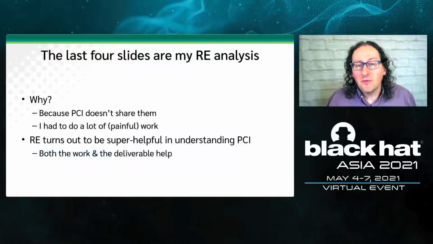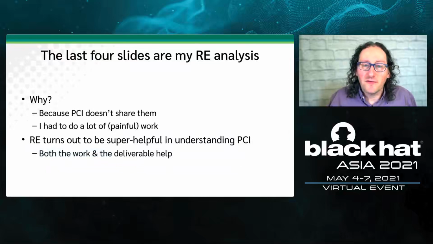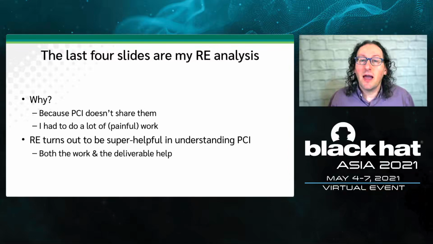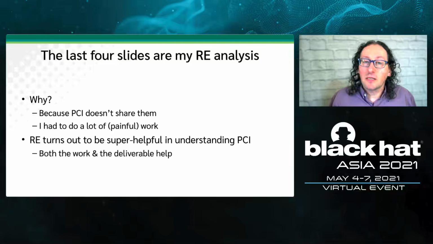And in building out this model, the last 5, says 4, should say 5, the last 5 slides are my reverse engineering analysis. Why do I have to do this? Because the PCI folks don't share them. They may or may not have made this explicit in their internal working activity. If it's explicit, I would like them to share it. If it's not explicit, I would like them to make it explicit and then share it, because I had to do a lot of painful work to figure this out.